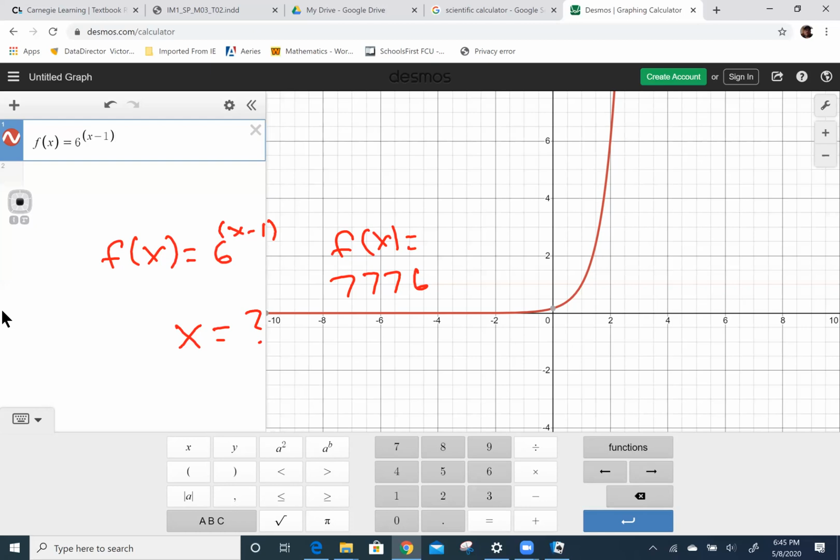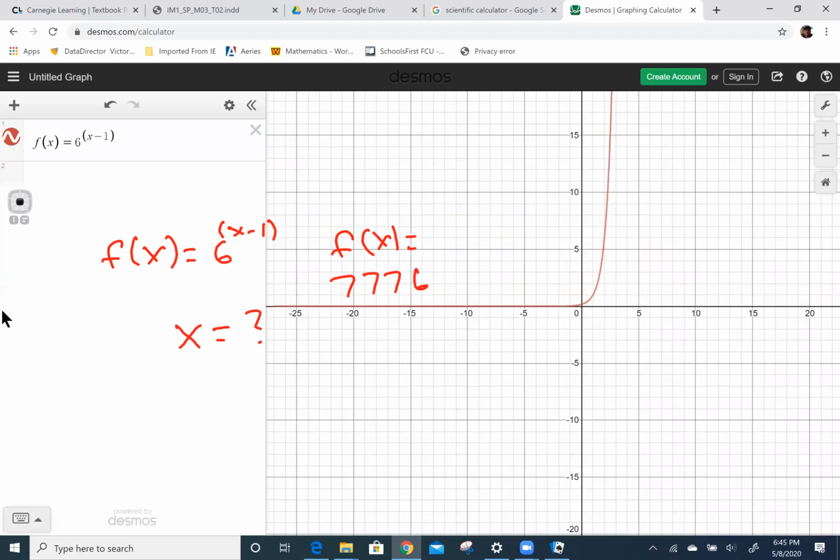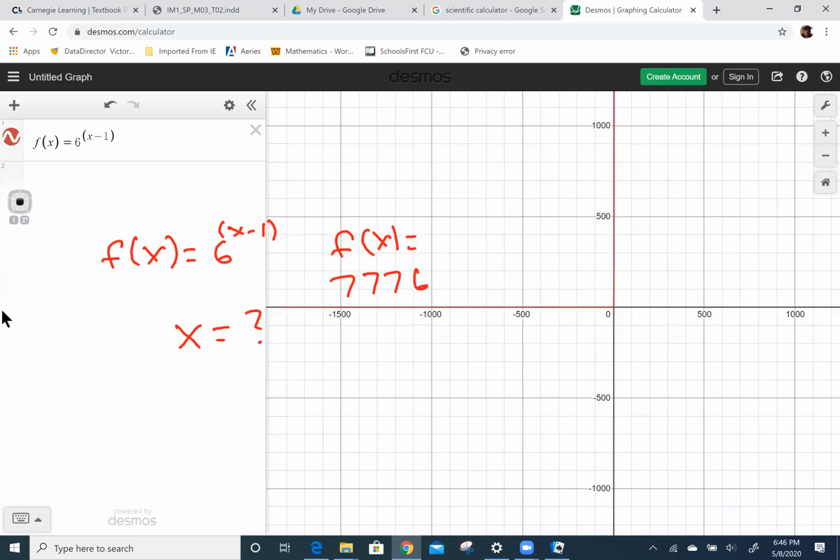Okay, so now we want to find out what's going to be our x when f of x is giving 7,776. So when our y is 7,776, what's going to be our x? So hopefully this works. If not, we'll figure out another way. But so I'm going to zoom out.